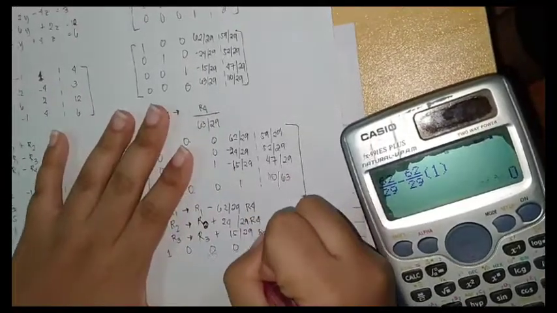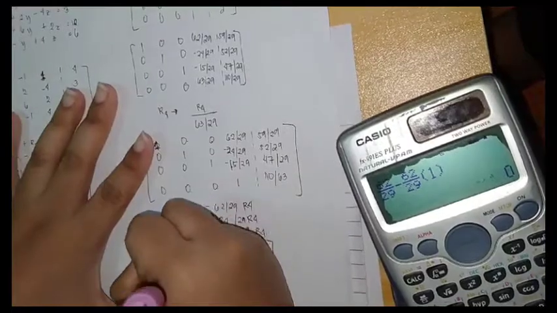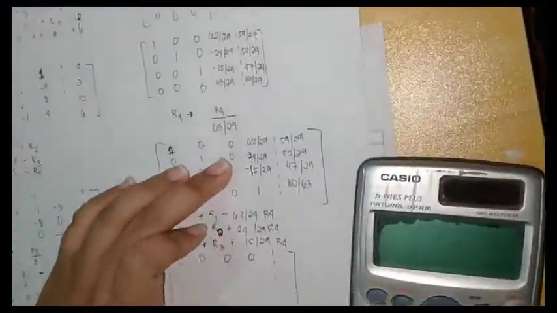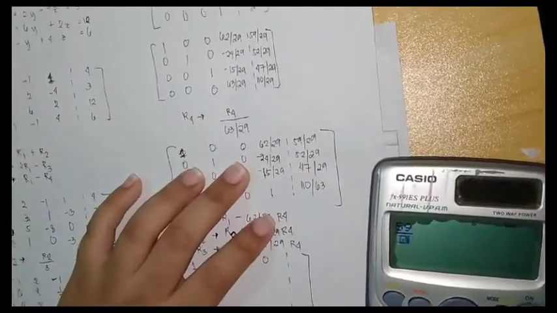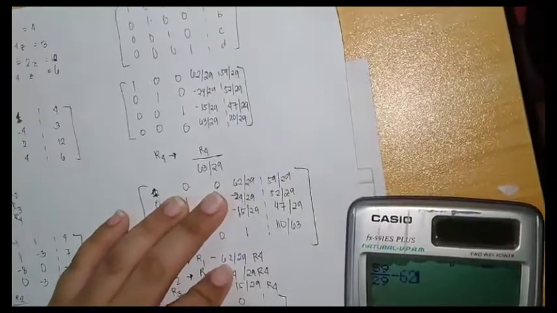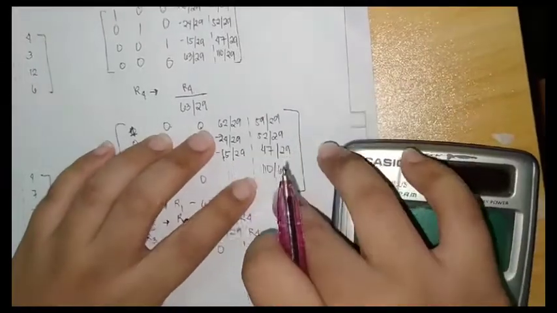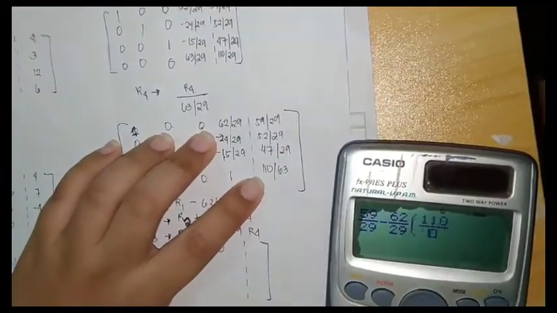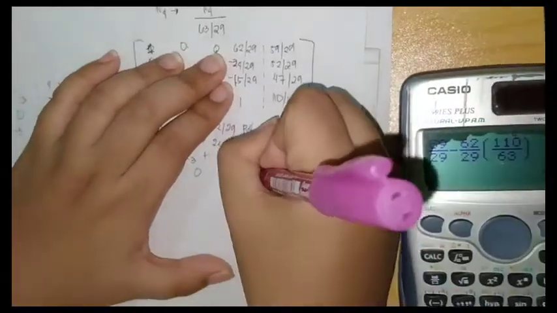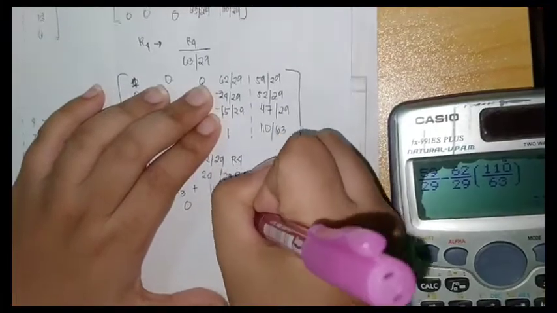And for the augmented area, 59 over 29 minus 62 over 29 times R4 here is 110 over 63. So we have negative 107 over 63.